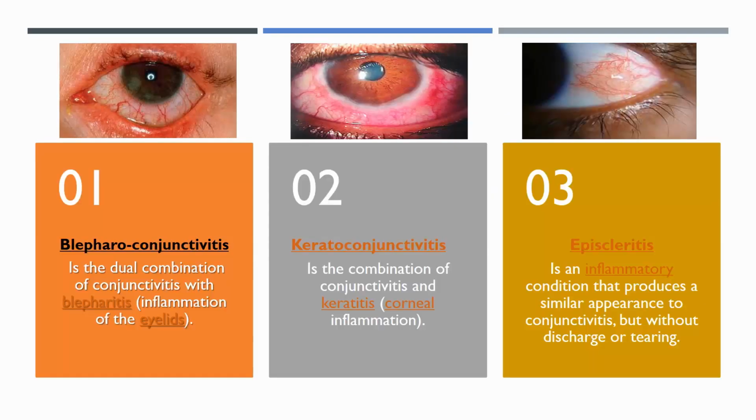There are some entities or types of disease with conjunctivitis. If we have conjunctivitis with inflammation of the eyelid, it's called blepharoconjunctivitis, a combination of conjunctivitis and blepharitis. If we have inflammation of the conjunctiva plus the cornea, it's called keratoconjunctivitis. And if we also have inflammation in the episcleral tissue, it's called episcleritis.